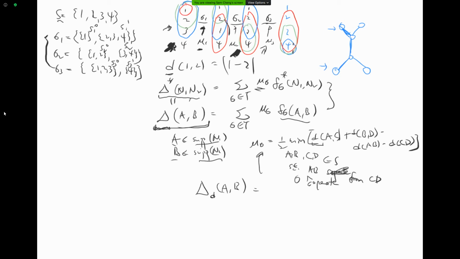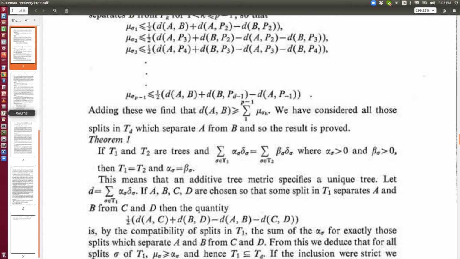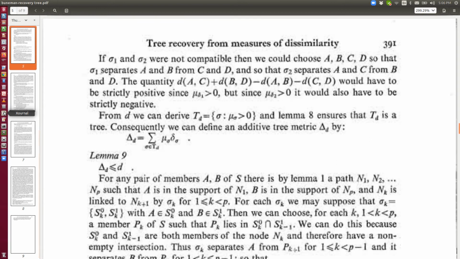And we show that we have some lateral property. Basically, one property is that if we have this delta D as an induced metric from this D here, then for any A, B, we'll always have delta D(A,B) less than or equal to D(A,B). That's from Lemma 9 in that paper. Yeah, so it's this one here.